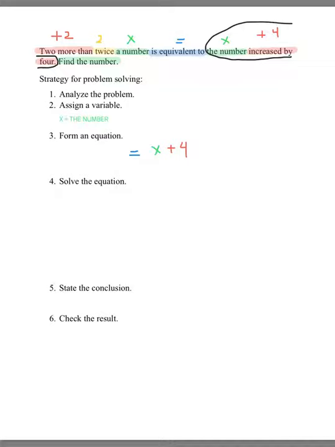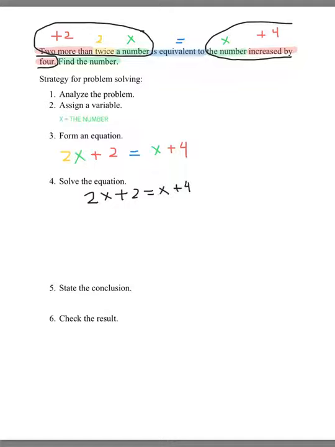The first one, however, says 2 more than twice the number. Even though the words 2 more than come first, when we write that in math, that's actually going to come at the end. So it's actually going to be plus 2. And then twice the number, well, that's the number x multiplied by 2, since it's twice that value. So that's going to be our equation. So now let's go ahead and solve it. We'll have 2x plus 2 is equal to x plus 4.